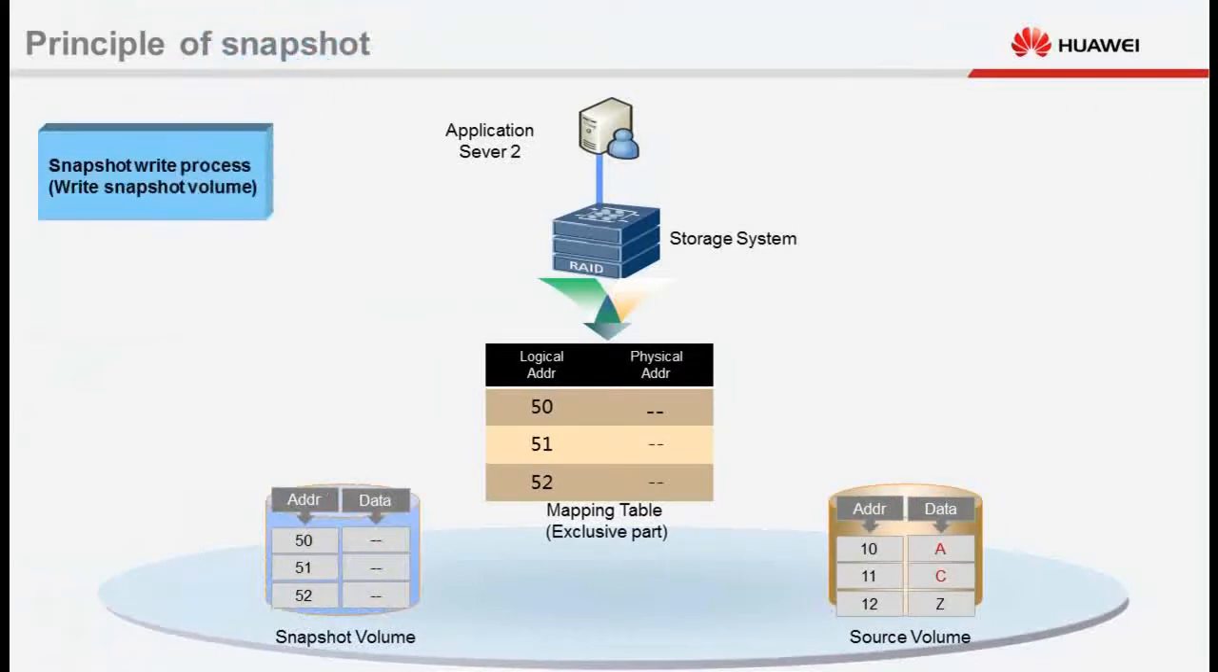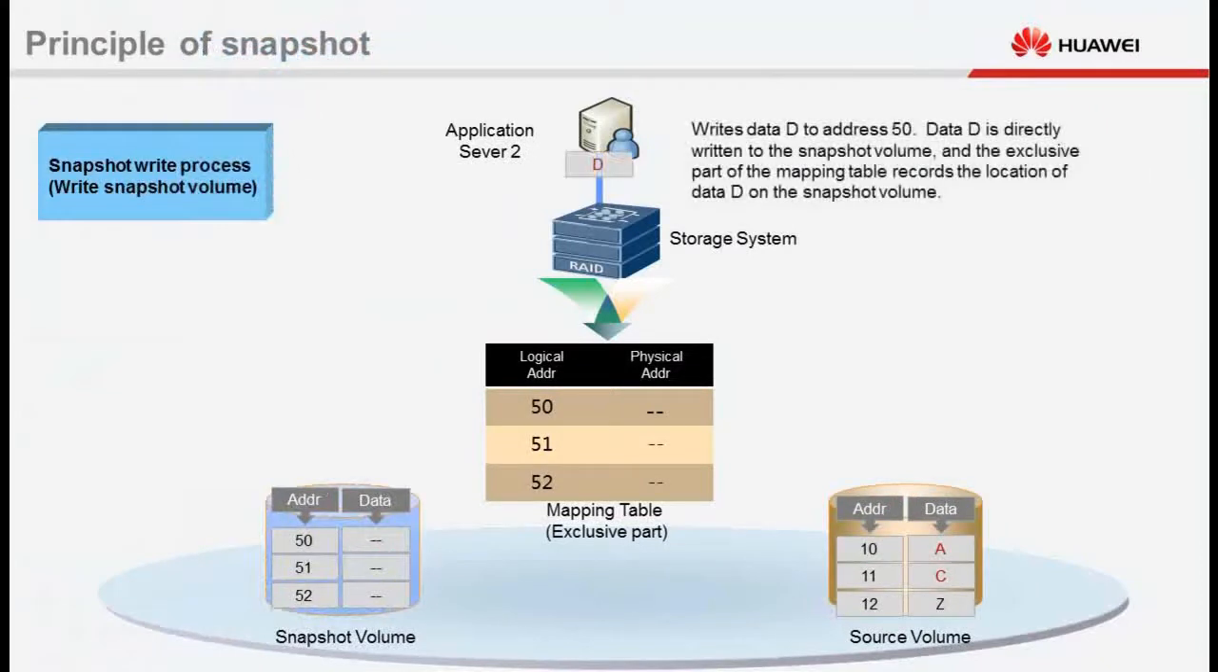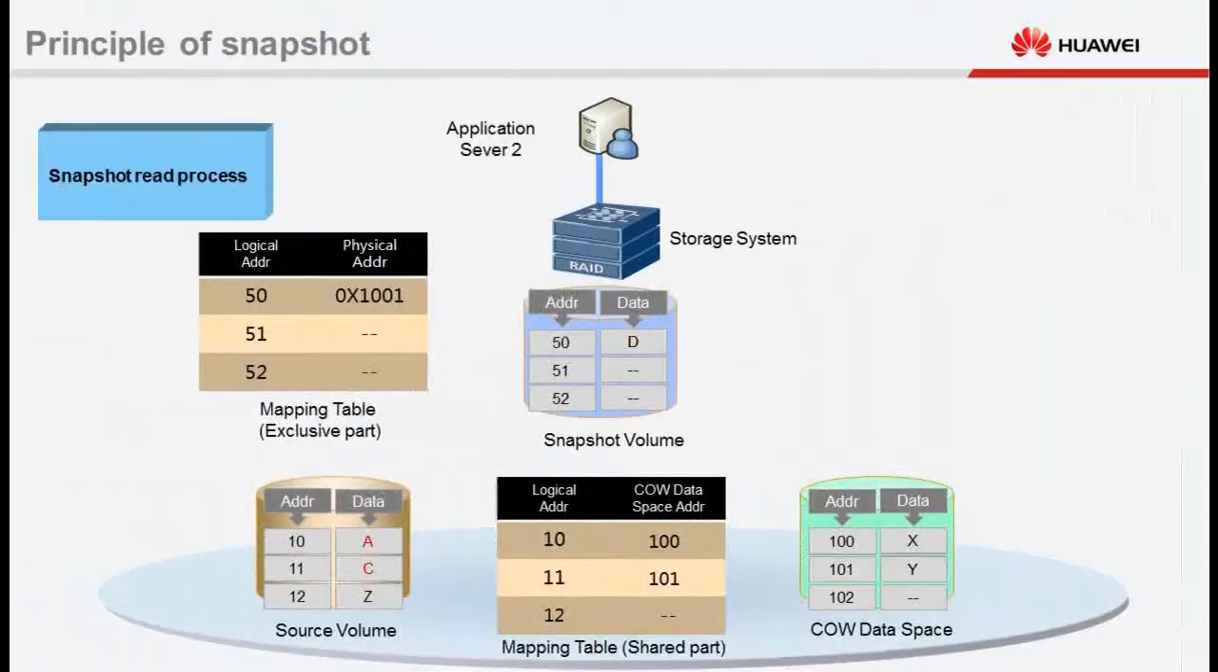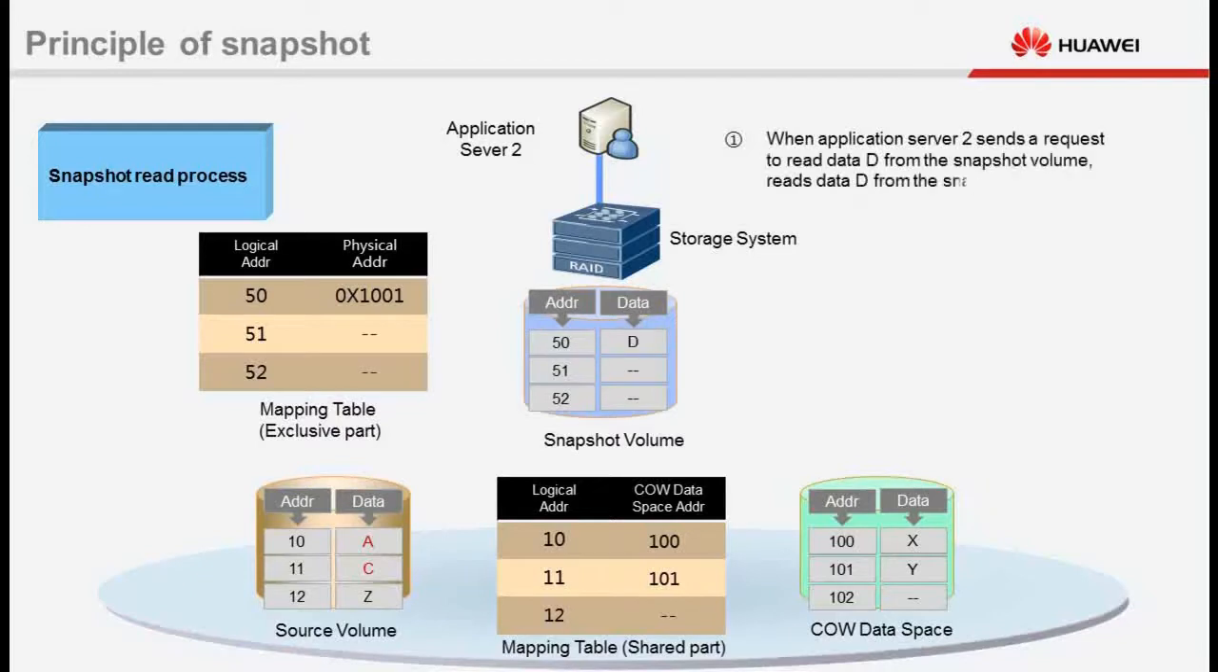When application server 2 sends a request to write data D to snapshot volume address 50, data D is directly written to the snapshot volume, and the exclusive part of the mapping table records the location of data D on the snapshot volume. When application server 2 sends a request to read data D from the snapshot volume, the storage system queries the exclusive part of the mapping table to locate data D on the snapshot volume, reads data D from the snapshot volume, and returns data D to application server 2.